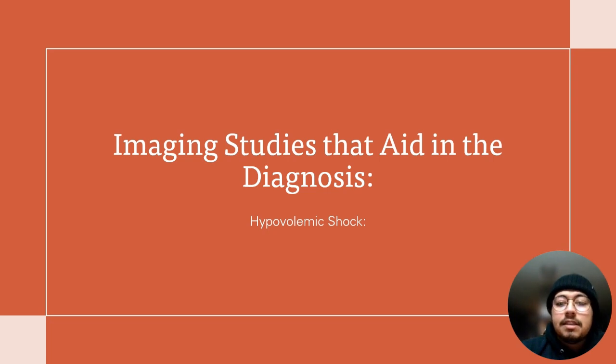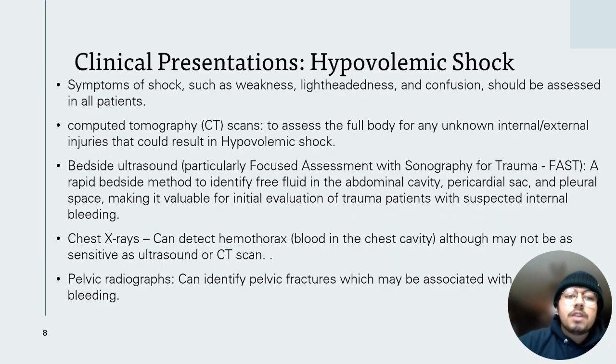Next are imaging studies that aid in the diagnosis of hypovolemic shock, and in this next slide I'll be showing 4 different kinds. For the clinical presentation of hypovolemic shock, you first want to take into account symptoms of shock, such as weakness, lightheadedness, and confusion, which should be assessed in all patients, no matter the clinical situation they might be in.